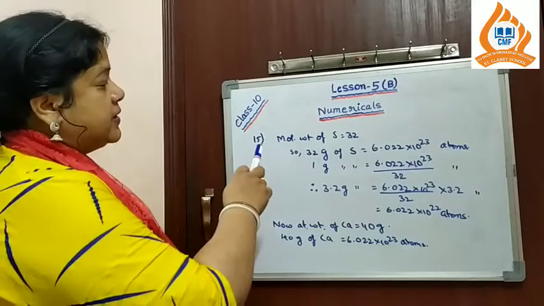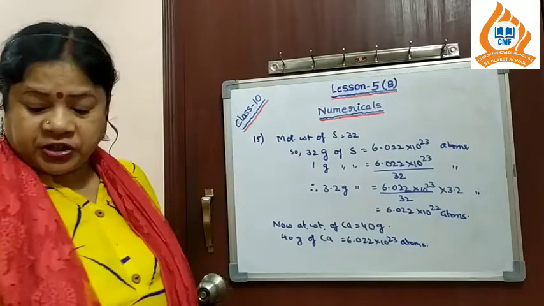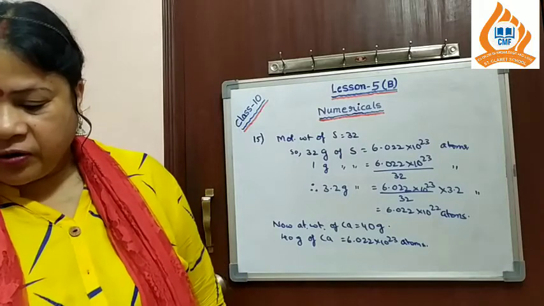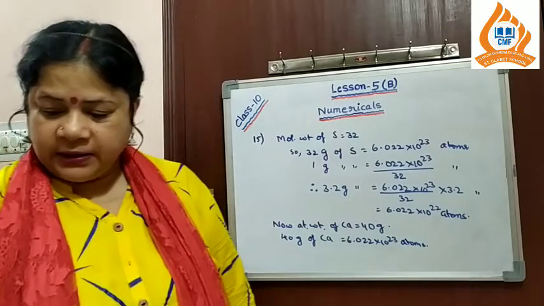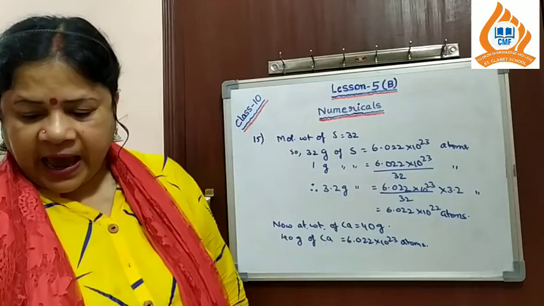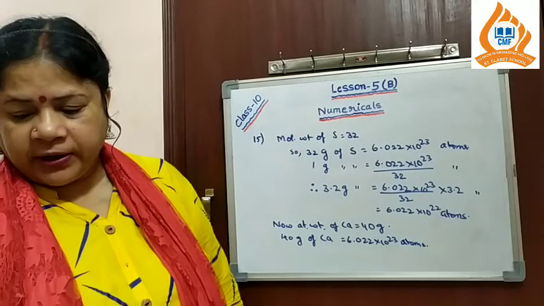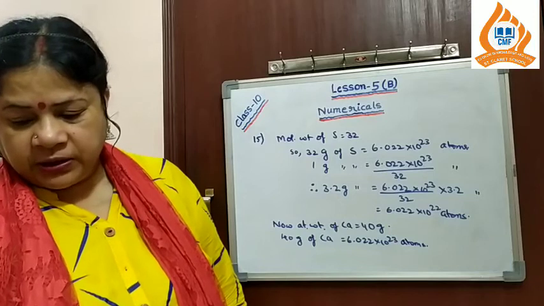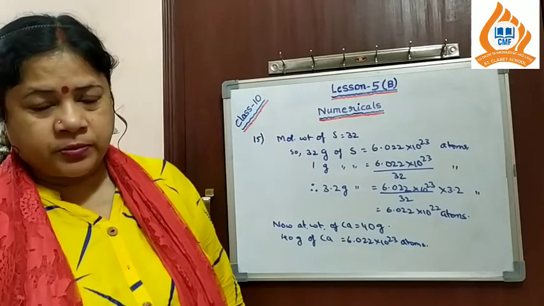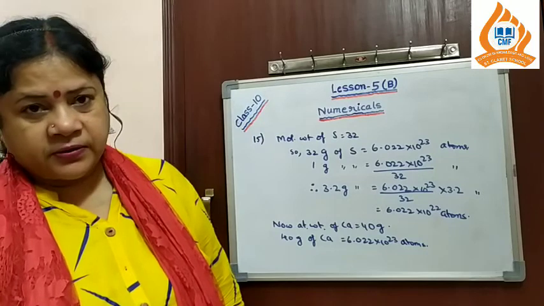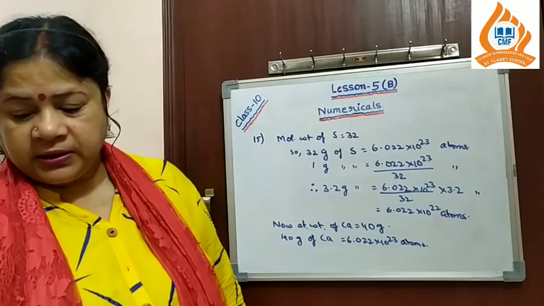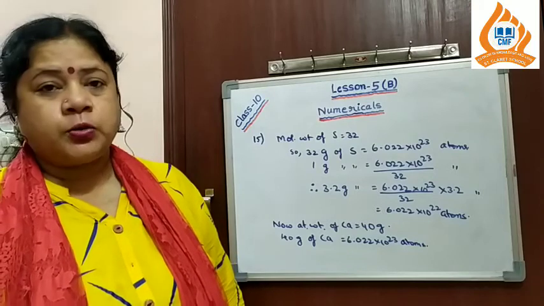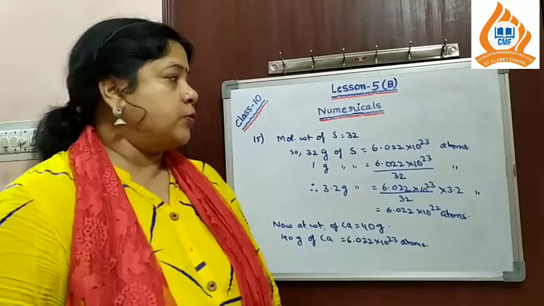Now students, we will see question number 15. Let us read it. What mass of calcium will contain the same number of atoms as are present in 3.2 grams of sulfur? That means first you have to find out how many atoms are there in 3.2 grams of sulfur. Then you have to compare with the calcium. And it has come in 2015, so it sounds important.